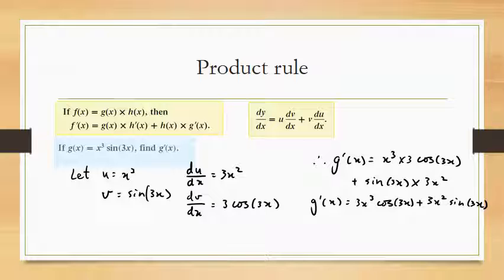Because it's an addition rule, you can just do it backwards, but this is useful for what's going to come later, which is the quotient rule.